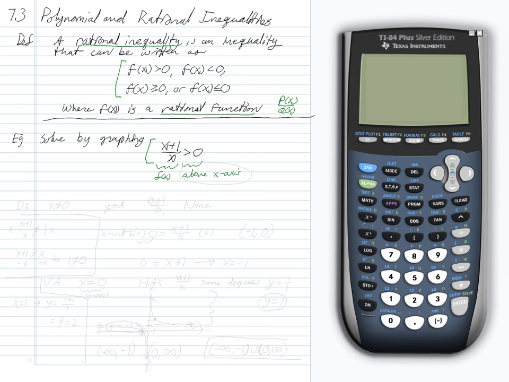So, let's get down to business. How do we graph a rational function? Well, I would like to know what is its domain. First off, I know that x cannot be 0, so that's definitely not going to be part of my solution.